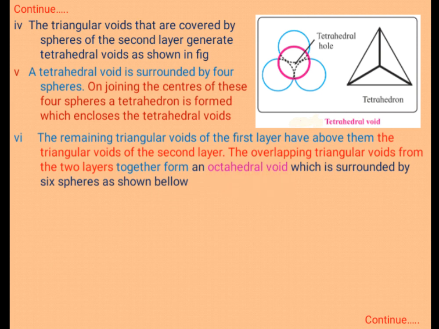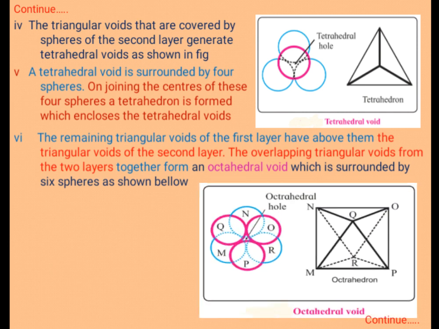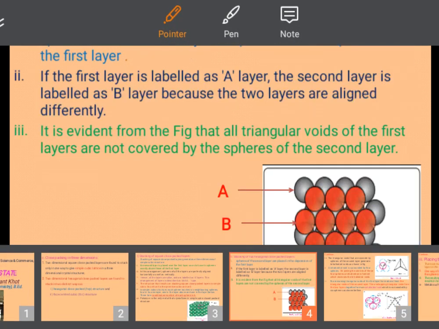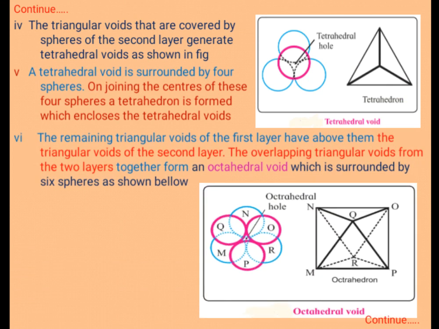That means the three spheres from the second layer and three spheres from the first layer form an empty space. This empty space is called an octahedral void. At this time, the three spheres from the first layer and three spheres from the second layer form the octahedral void, and when the spheres touch, a line joining them forms a figure. This is called an octahedron.